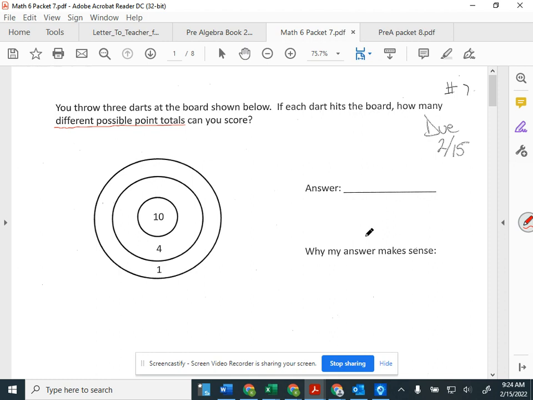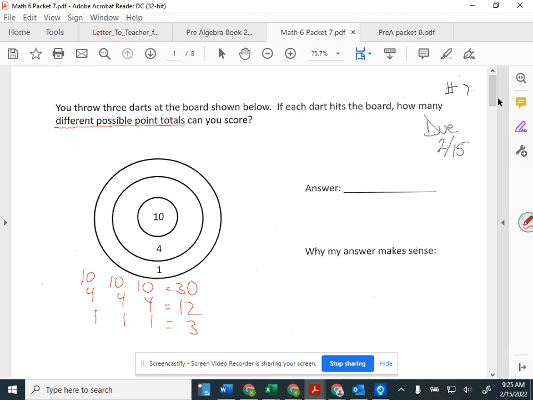I had some people say, well, if I throw my 3 darts and they all hit into the bullseye, that's 10, 10, and 10, so that's 30 points. Then if they all go into the 4, that's 12 points. And if they all go into the 1, that's 3 points. Are those the only possible combinations we can have? No, it could be like 10, 1, 4. Yeah, we're going to be throwing those 3 darts.